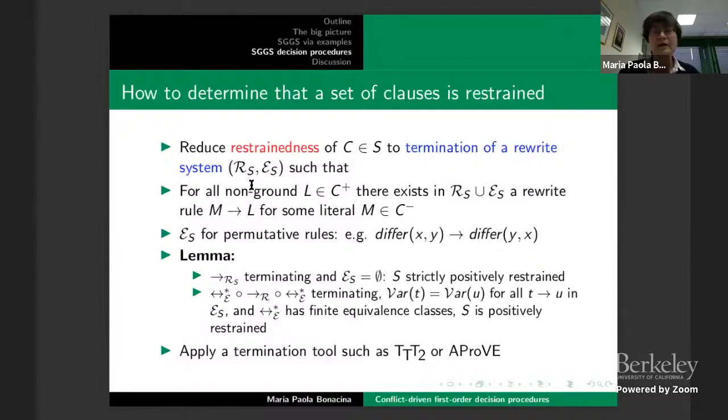So if we have a rewrite system, in fact, a pair of rewrite systems R and E associated to S, such that for all non-ground positive literals, there is a rewrite rule, so that a negative literal is larger in the rewrite relation. So there is a rule rewriting M to L, with the second rewrite system reserved to handle permutative rules, like in the commutativity case for differ. We have a lemma that shows that if this rewrite system is terminating, then S is positively restrained, or else we need a termination of rewriting modulo the rules in E.